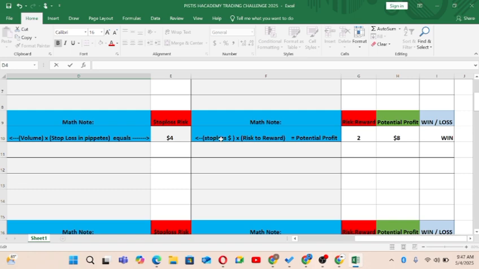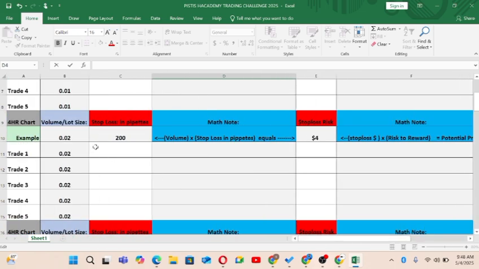Our reward section now will be increased to 8. If you multiply our stop loss, which is 4, by the risk to reward, which is 2, it's going to give us 8. That's 2 times 4, that's 8. So we are risking $4 to make $8.